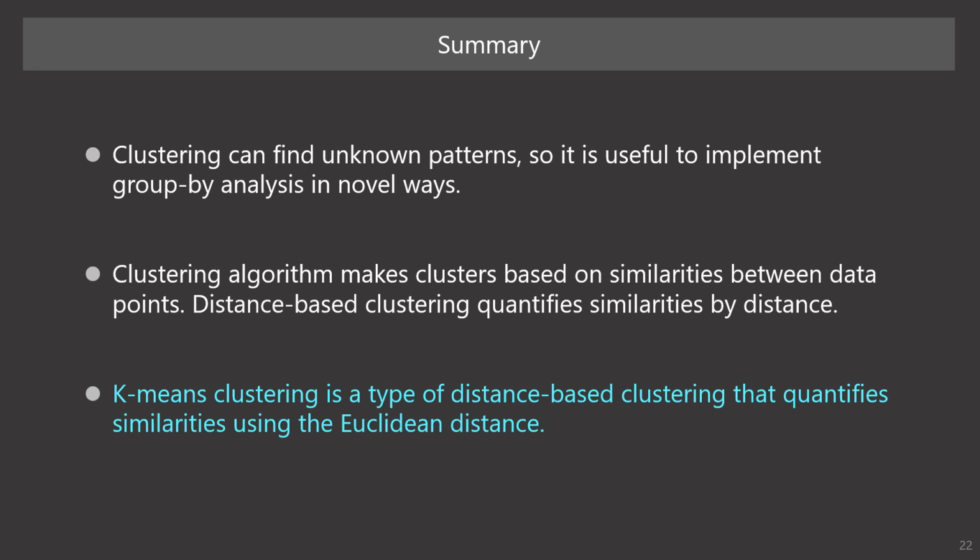K-means clustering is a type of distance-based clustering that quantifies similarities using the Euclidean distance. In K-means clustering, analysts need to determine the number of clusters, and we should know that the clustering results can widely vary depending on the number of clusters we set by ourselves.